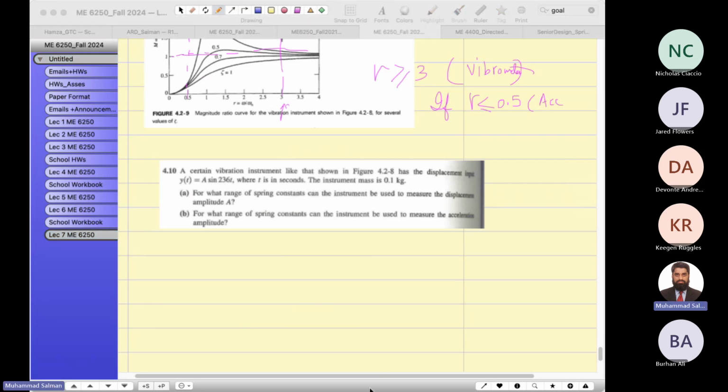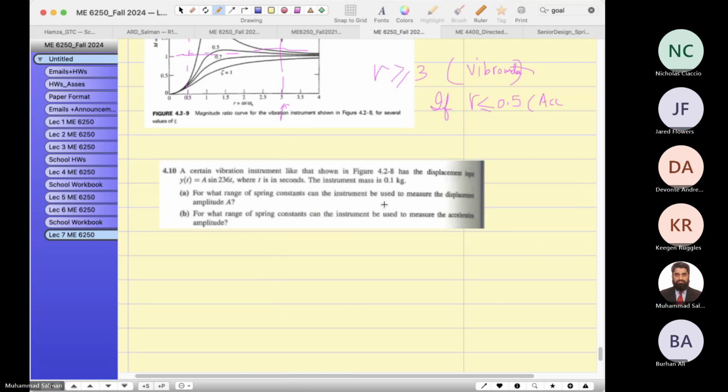Is this close? Are you guys able to see the screen? I heard some sound. Can you guys hear me? Yes. Okay. Can you guys see the screen?